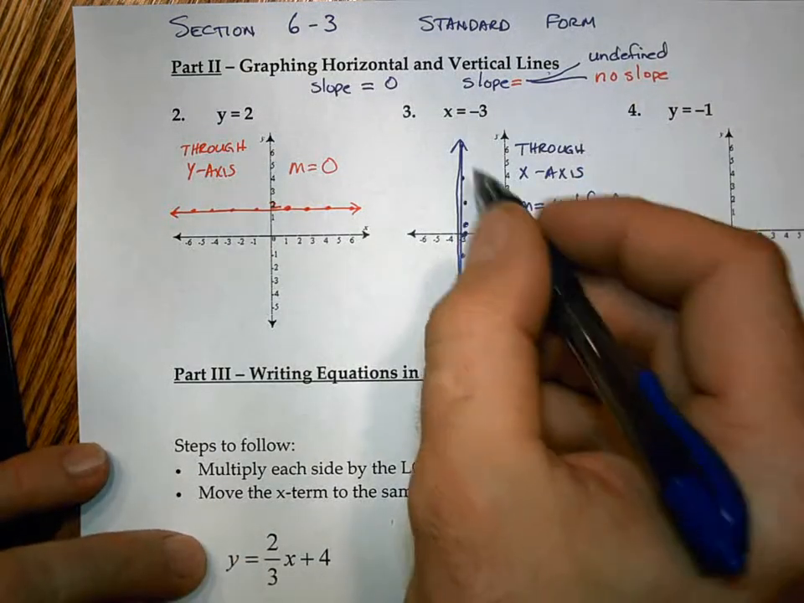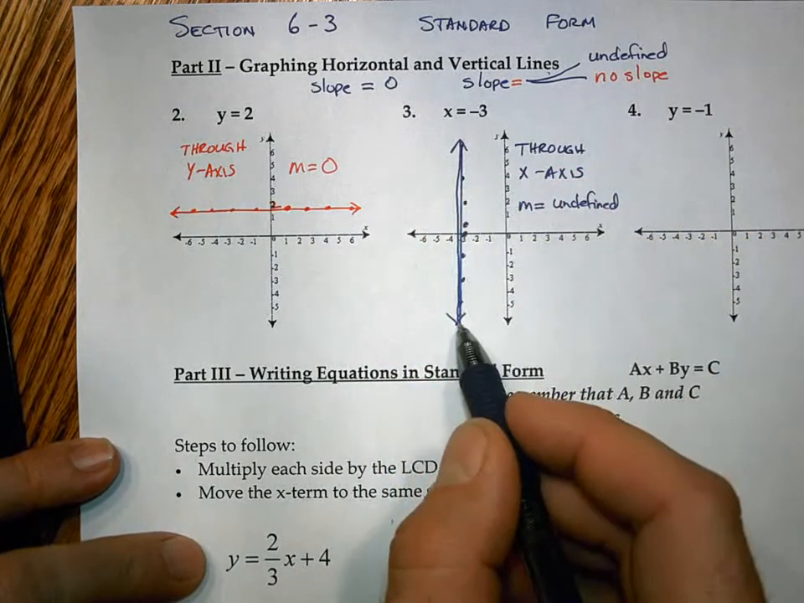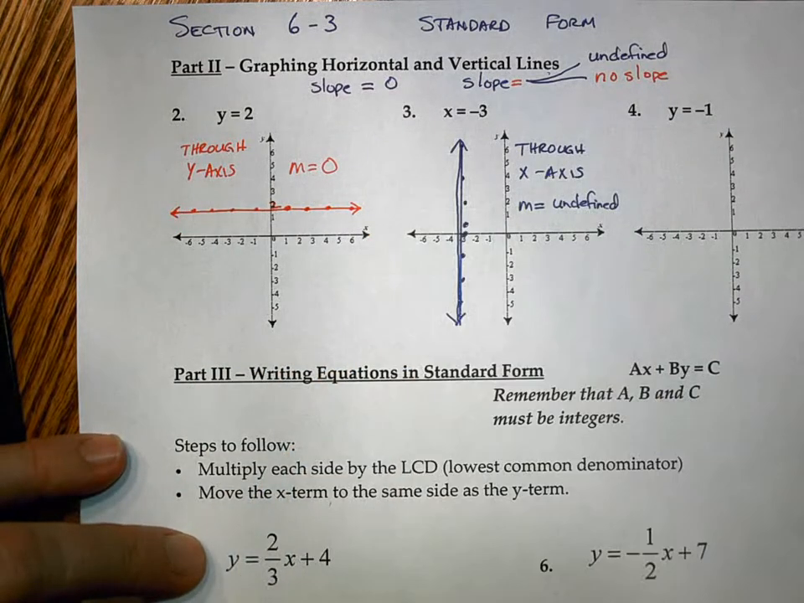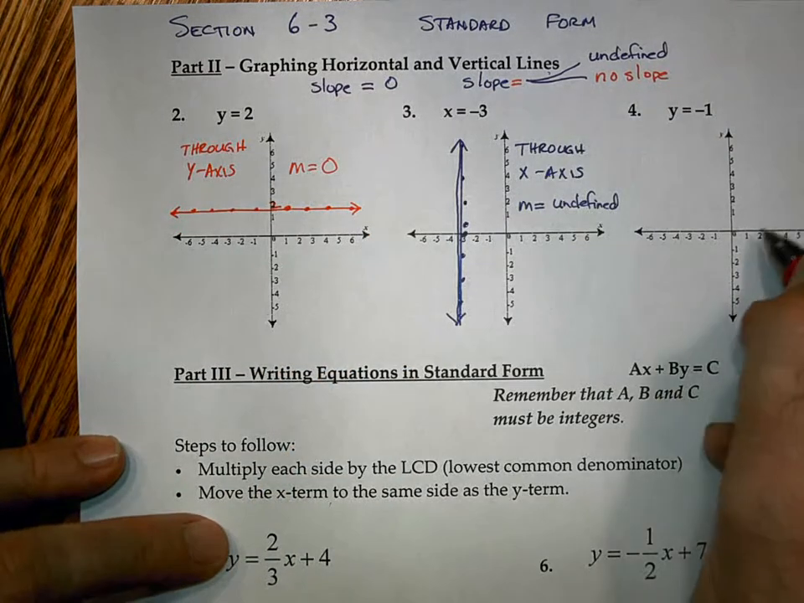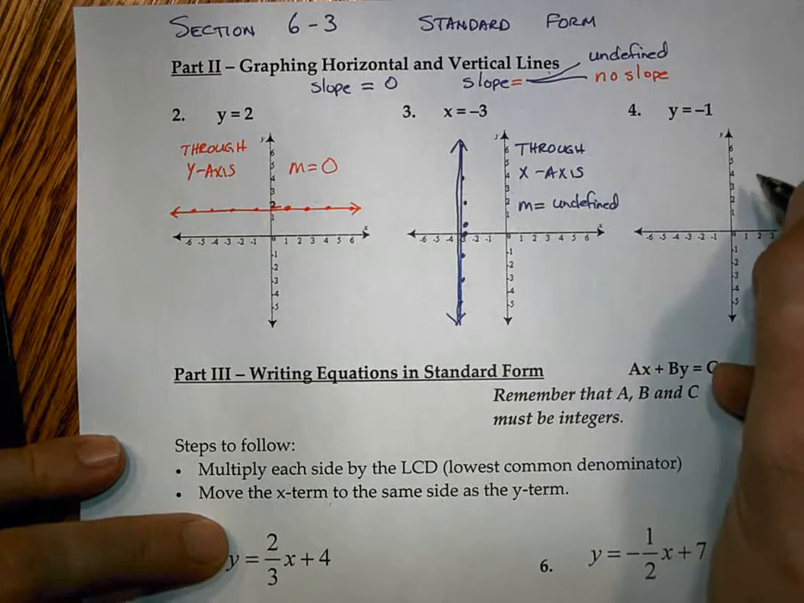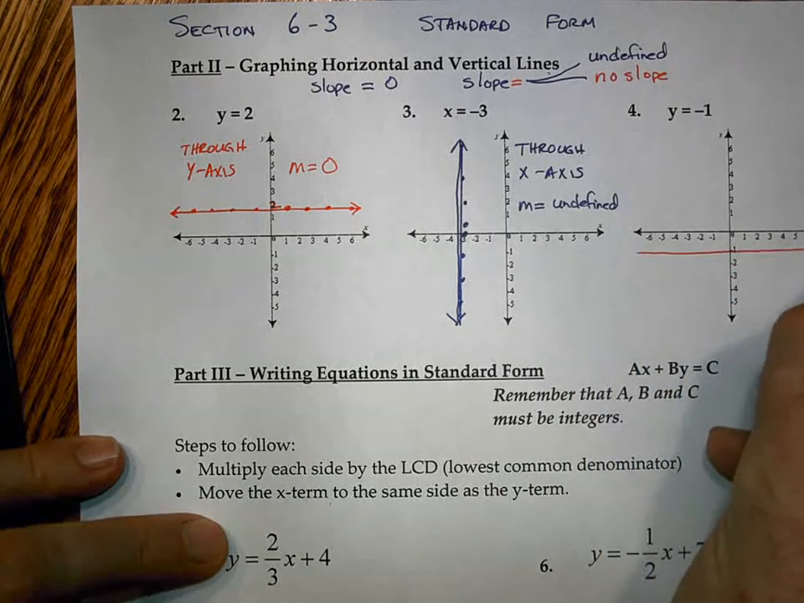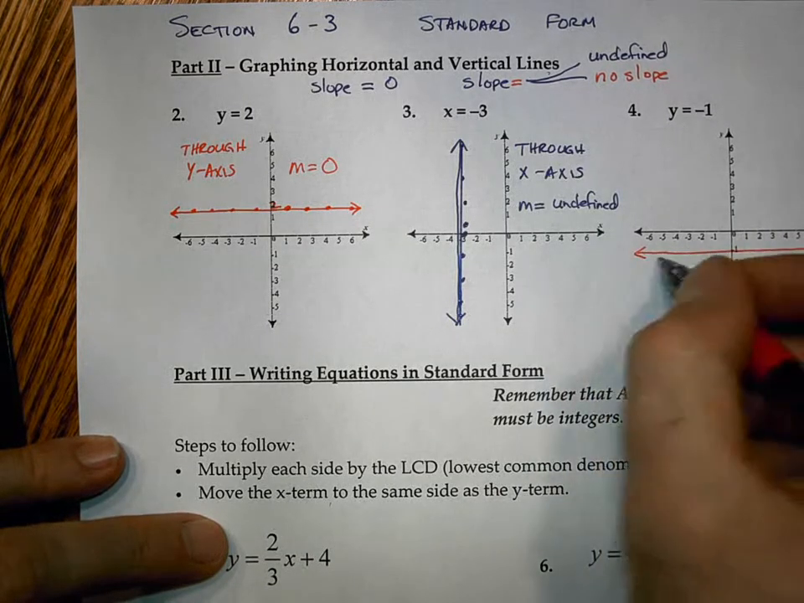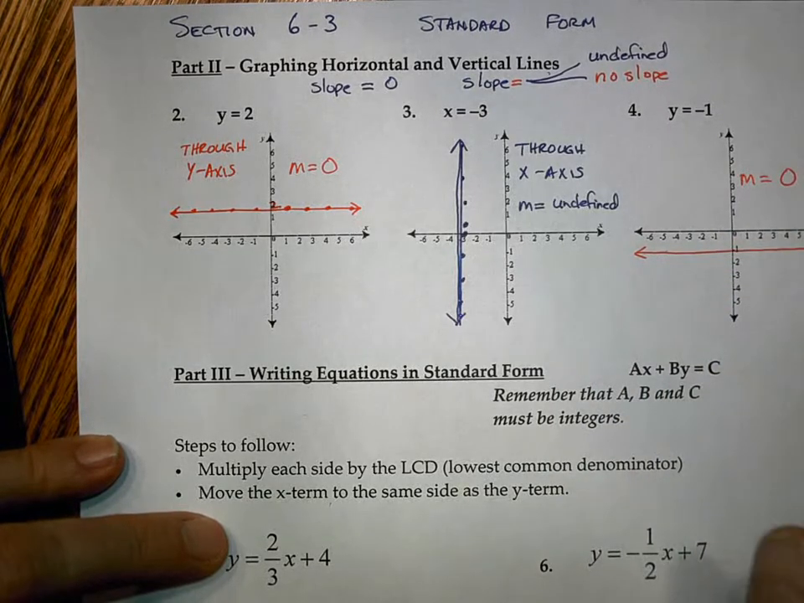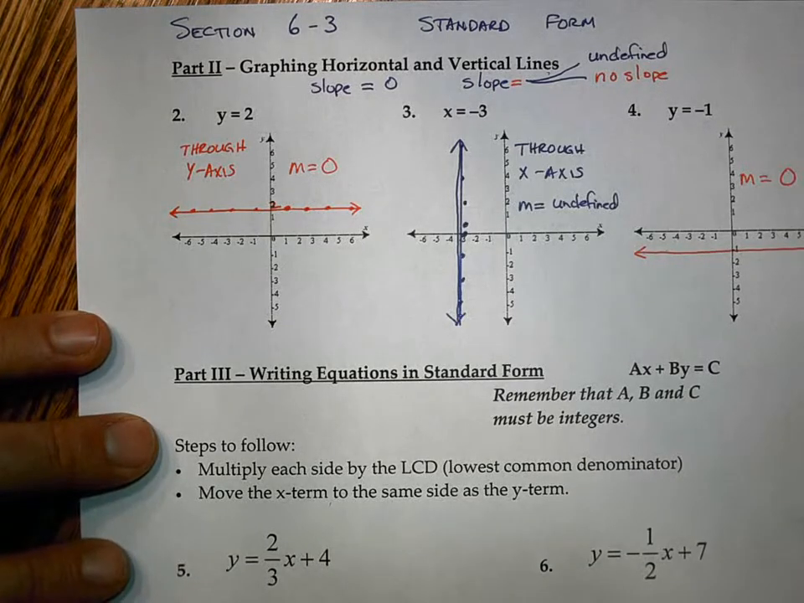So as we look and remember that idea, anytime you have x equals a number, it goes through the x-axis. Y equals a number, it goes through the y-axis. So here's our third one, y equals negative 1. It's a y equals a number, so it goes through the y-axis, and it goes through the y-axis at negative 1. What is the slope of this red line? The slope of it, hopefully you would realize, is 0. So that's our summary of horizontal and vertical lines.